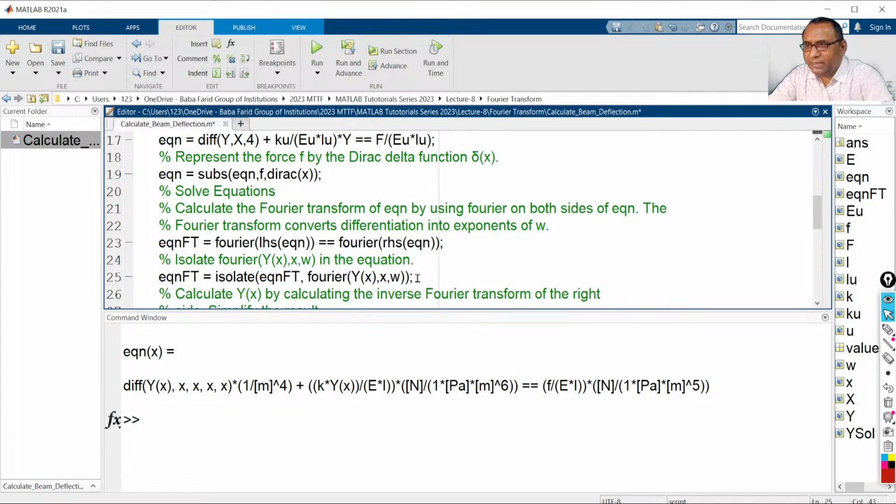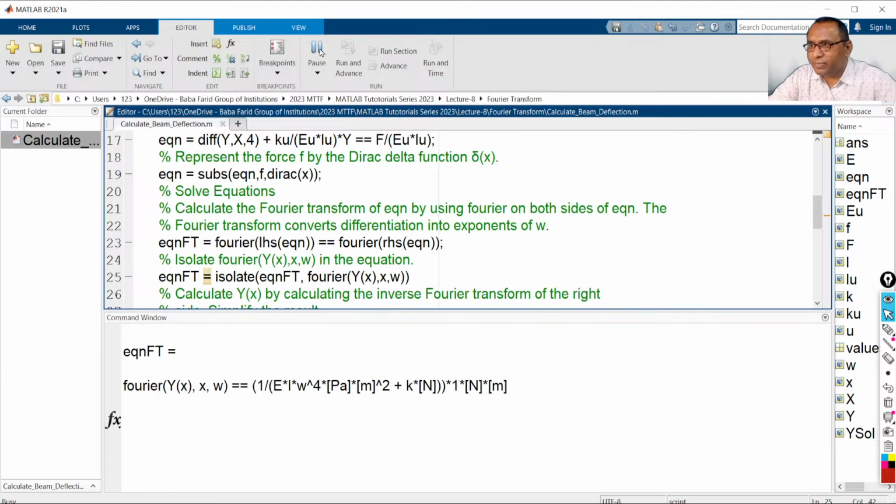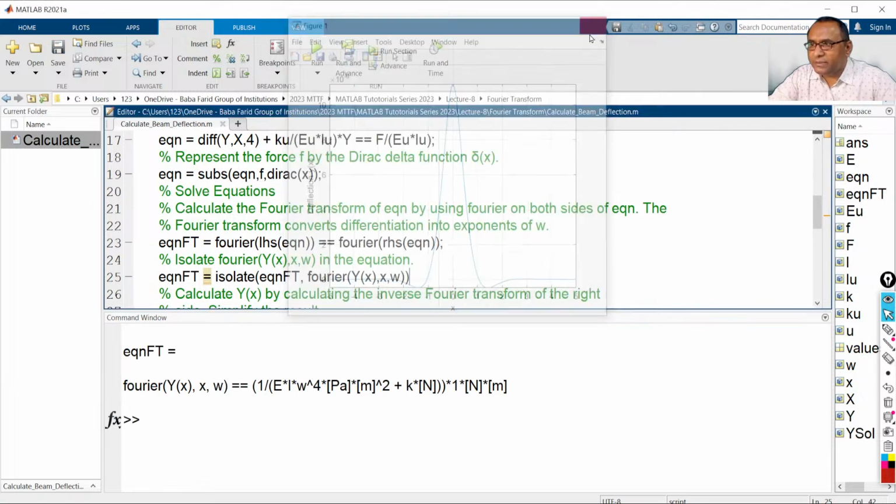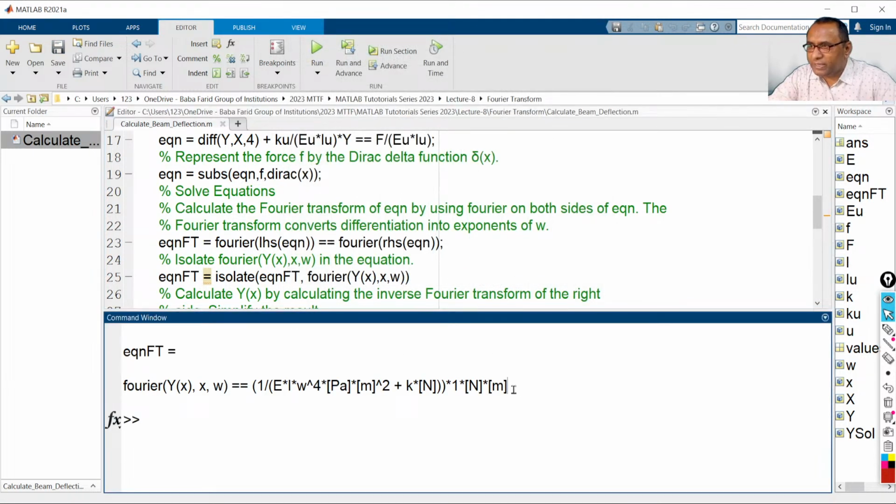You can check here when we will execute. Yes. Okay. So you can see on the left hand side we have the Fourier of y(x), and on the right hand side we have only the function which is involving E, I, w, p, a, etc. Okay. So this is the y function.